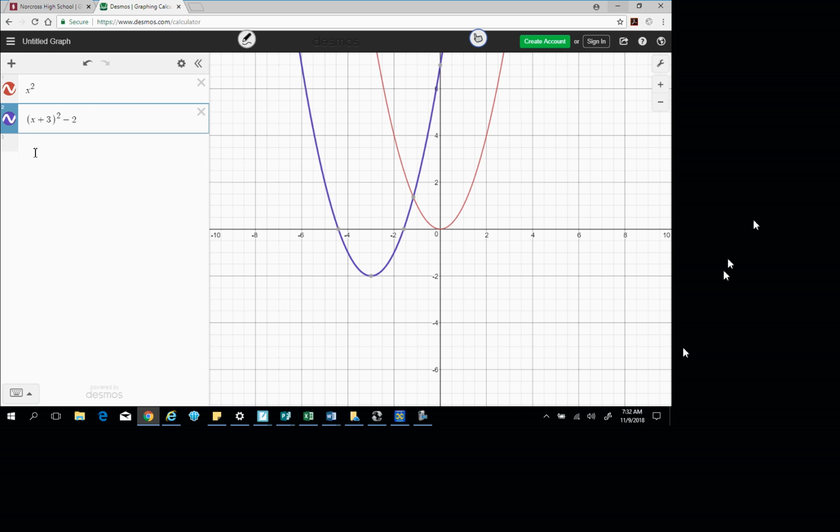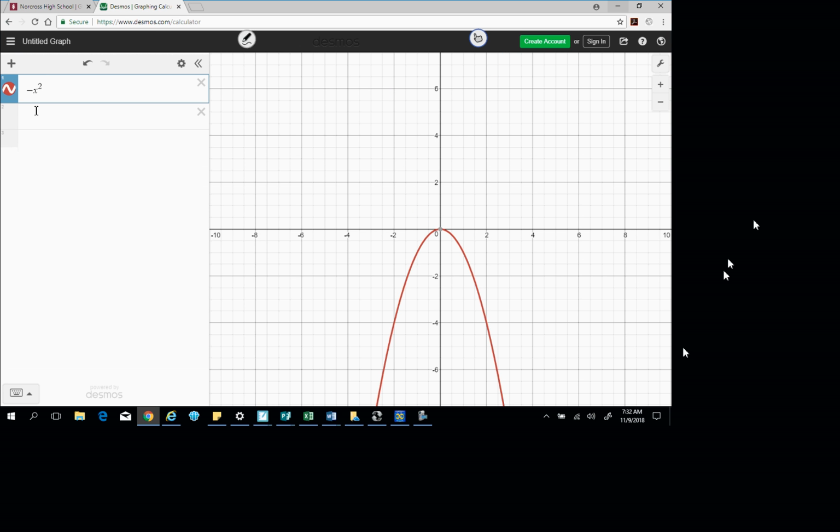The last thing we're going to be doing is if we have a negative leading coefficient, what's going to happen to this guy? So what if I had a leading coefficient right here that's negative? What's going to happen to this? Negative Nancy. Do you guys see that?